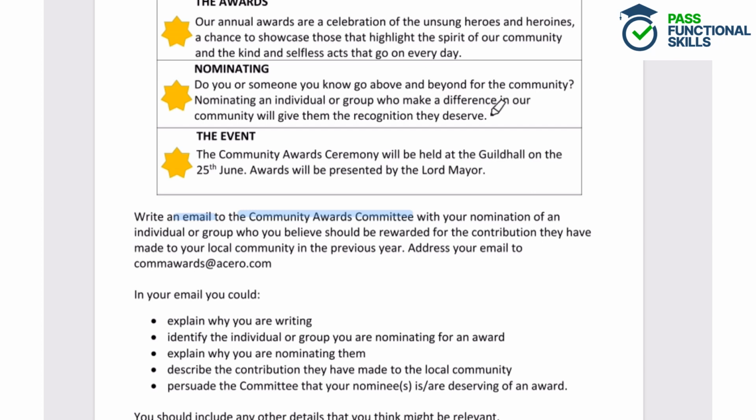What is the purpose that we're writing for? We need to nominate an individual or group. So we're looking for someone that goes above and beyond for the community, someone that has done something that is inspiring or very helpful to the community. We're looking for unsung heroes and heroines. So make sure that you are persuasively highlighting what they've done for the community and explaining why they should be nominated for the Community Awards, why they should win this. So let's take a look at a model answer to this question.